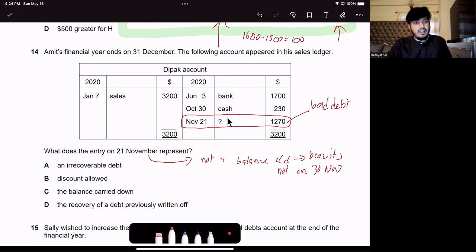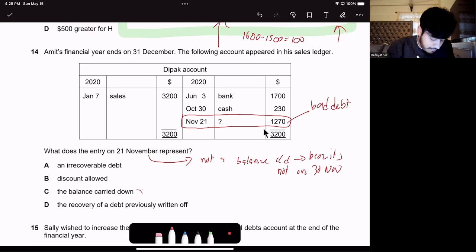This will not be considered discount allowed or received either because the amount, the question mark, isn't given after a payment. Normally if a customer pays us, only then we give him a cash discount. But over here, it's straight on 1270 question mark. And after 21st November 1270, there is no balance b/d either. It doesn't show that it's a payment. If it was a payment, then they would have mentioned it. So it's obviously a bad debt.